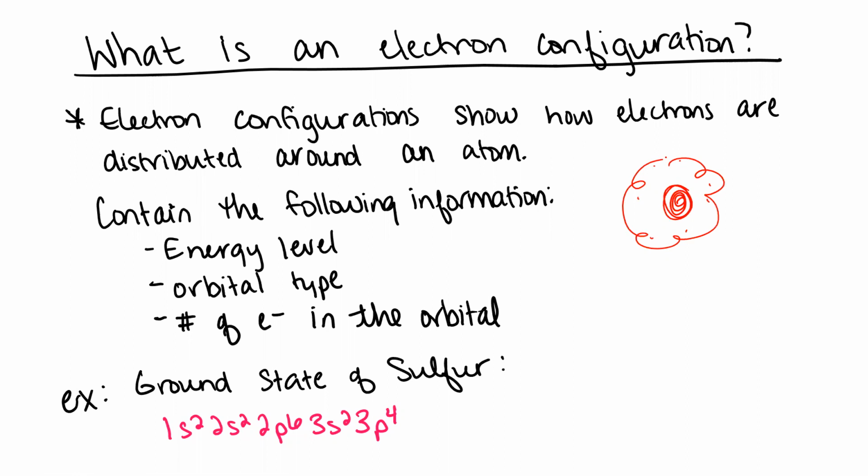So this usually contains the following information. It will talk about the energy level, the orbital type, and the number of electrons that go into the orbital. So an example of this is the ground state of sulfur. So it's 1s2, 2s2, 2p6, 3s2, 3p4. All of these numbers will make sense once we go through them. This is to kind of give you an idea of what this is going to look like once we're finished.